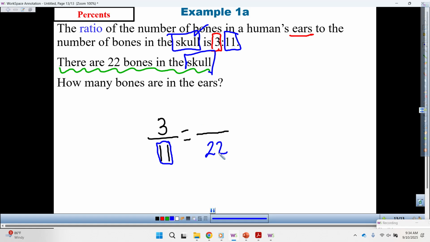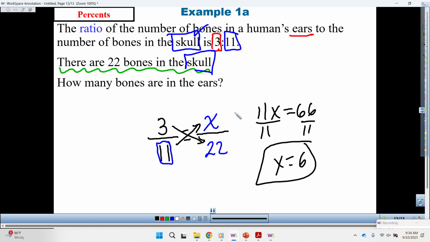So once we have that number and they don't give any other numbers, this is what I want you to do. The empty space we fill in with x. Do we know how to solve these? Yes, Mr. T. Cross multiply. That's 11x. 3 times 22 is 66. Divide by 11. X equals 6. So it says, how many bones in the ears? 6. From 1 to 5, how comfortable are you with this setup? Where are we at? 5, 5, 5.